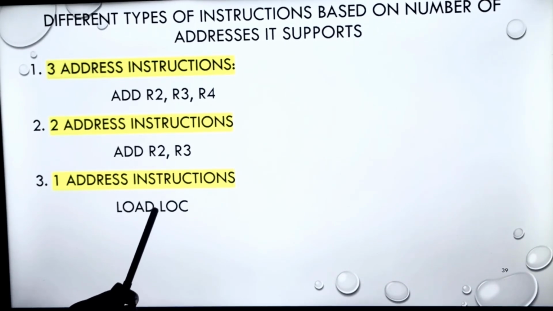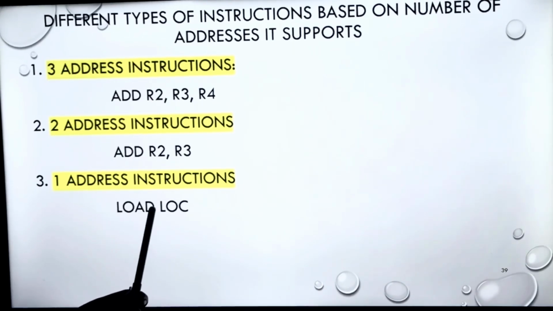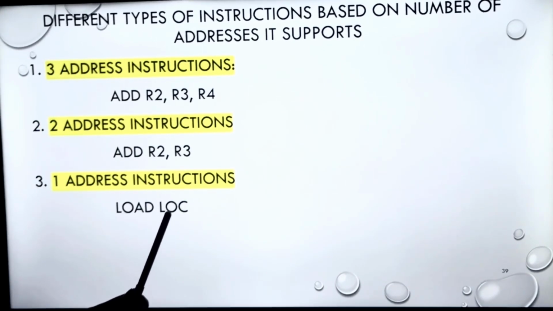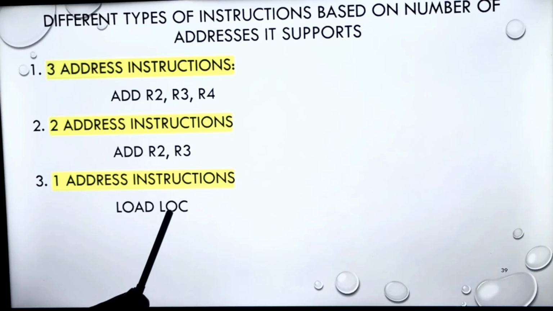Now you have to remember one thing. In 1 address instructions, we don't have the destination mentioned in the instruction. By default, the destination of this instruction is the accumulator. What is the accumulator? Accumulator is nothing but a special register that can hold some data temporarily.